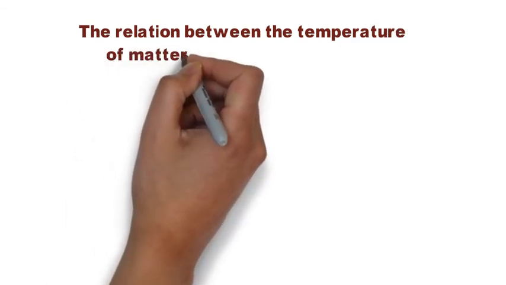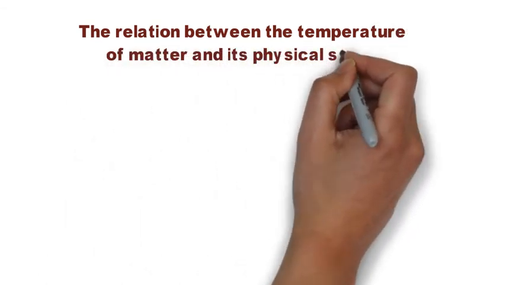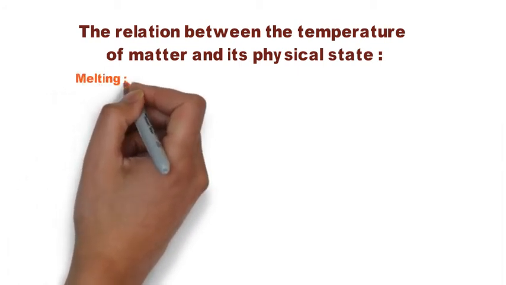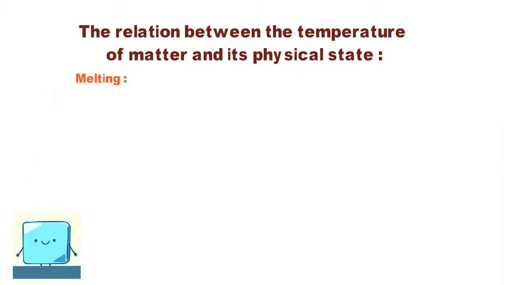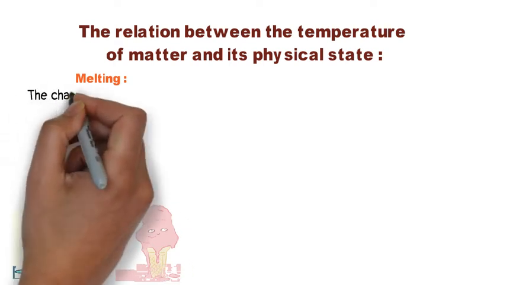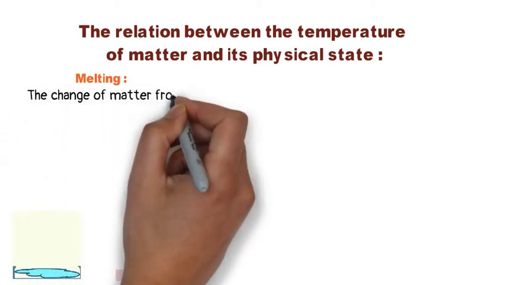What makes the matter change from one state to another? Starting with melting, we studied in the last lesson. Melting means the change of matter from the solid state to liquid state by heating. And also here, the matter changes from the solid state to liquid state by heating.